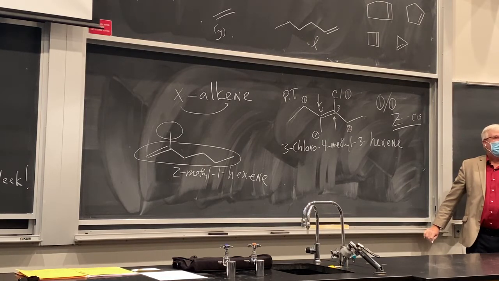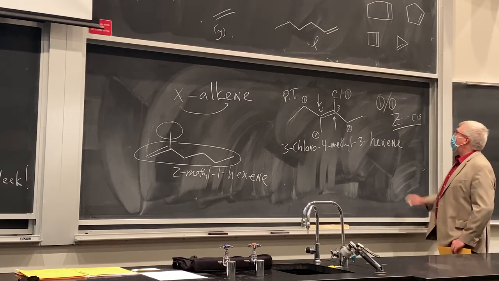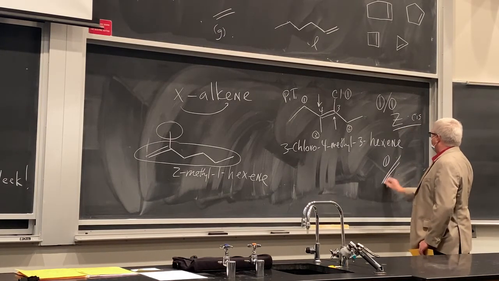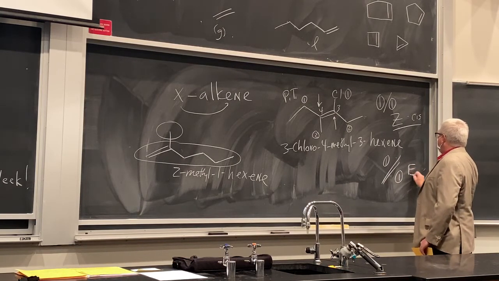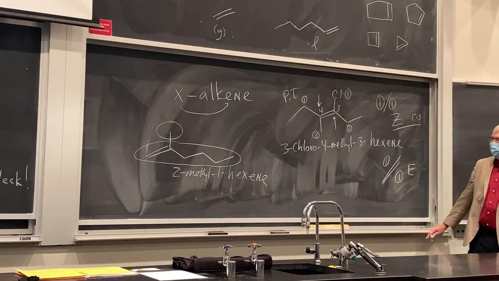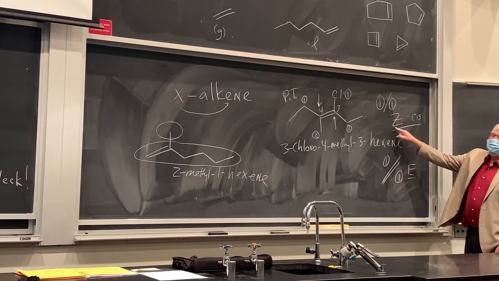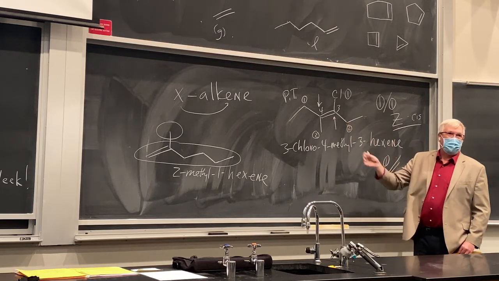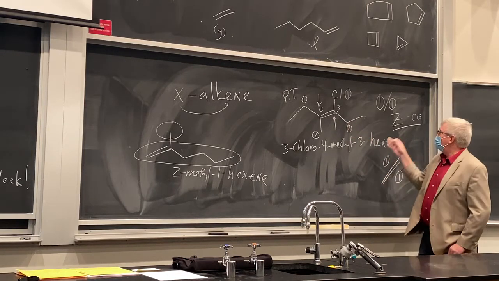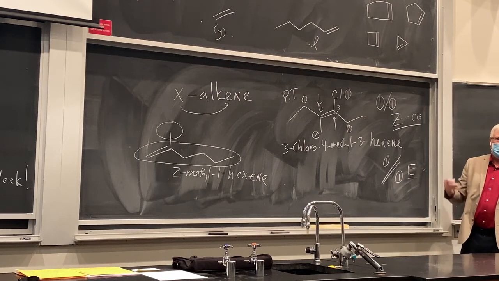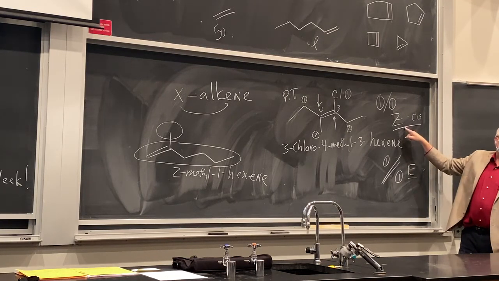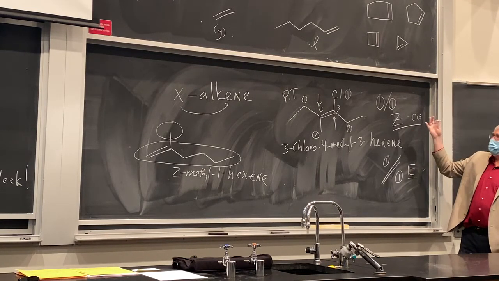Zusammen means together. Okay. If 1 and 1 are across from each other, that's E or entgegen. Okay. So we need to use these more specific terms when we have non-hydrogen groups here. So tri and tetrasubstituted alkenes. You can apply E and Z to normal 2-butene. The trans one would be E. The cis one is Z.